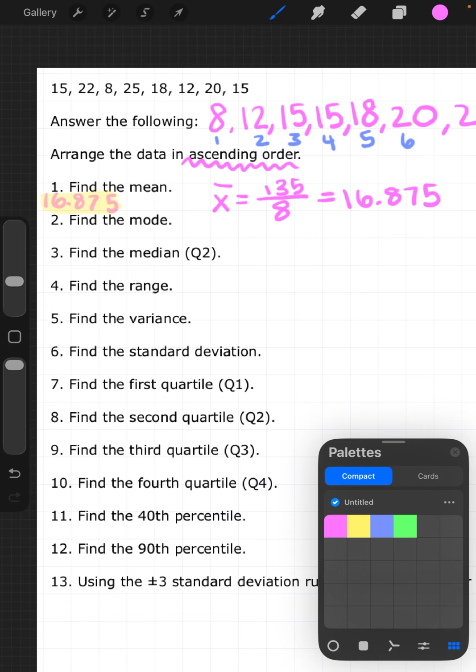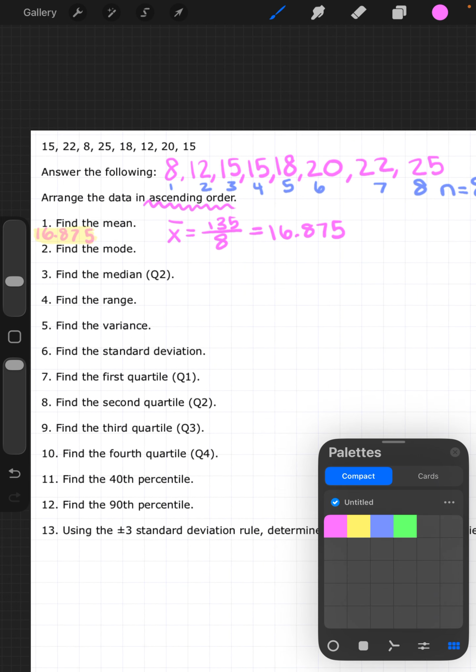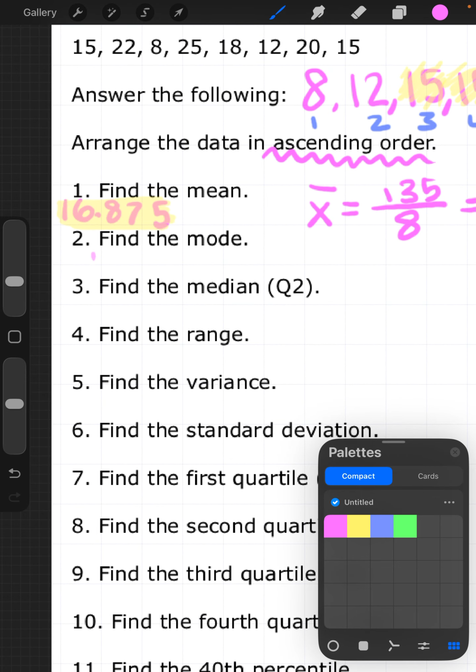Okay, and then now we're gonna find our mode, and mode just means whatever appears more than once. And for us, it's gonna be 15. So we have one 15 and two 15s. So our mode is gonna be 15.